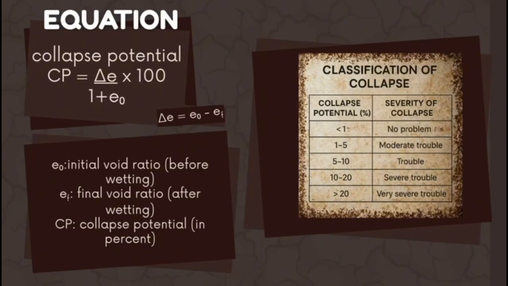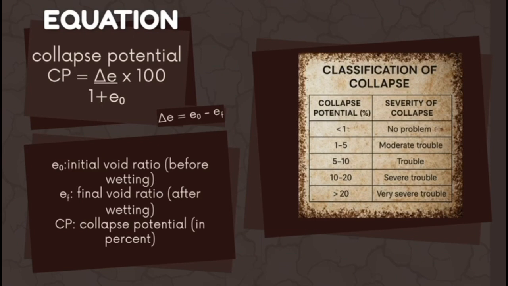Okay, now I'm going to explain the concept of collapse potential, a critical factor in geotechnical engineering, especially when dealing with unsaturated soil. Collapse potential is defined as the measure of a soil's tendency to undergo a sudden reduction in volume upon wetting under constant total stress. This typically occurs in loose, low-density soils like silty sands, where the soil structure becomes unstable when moisture is introduced.